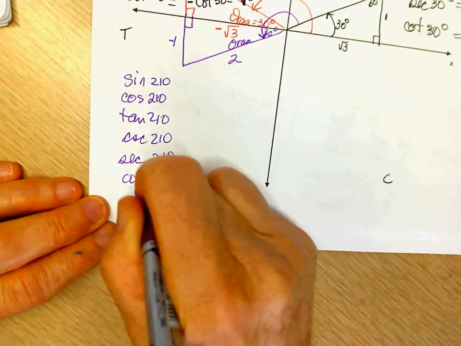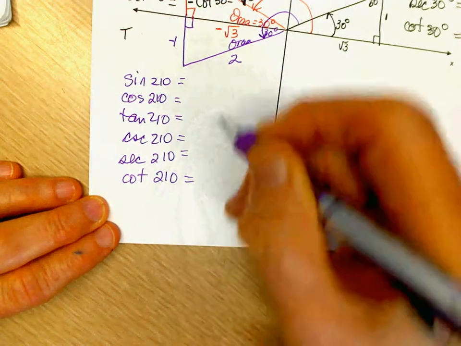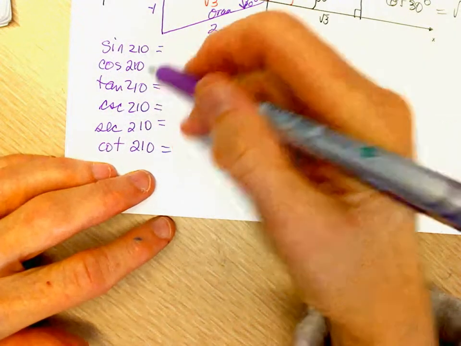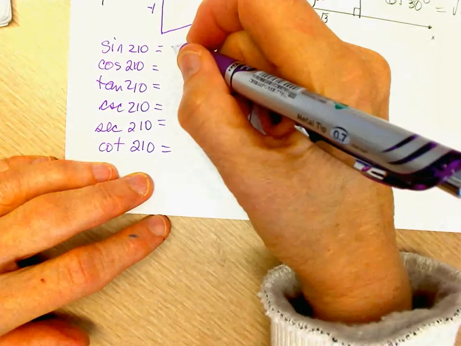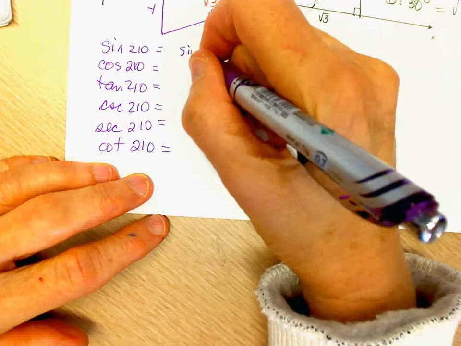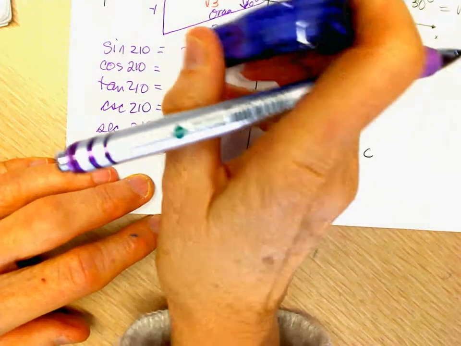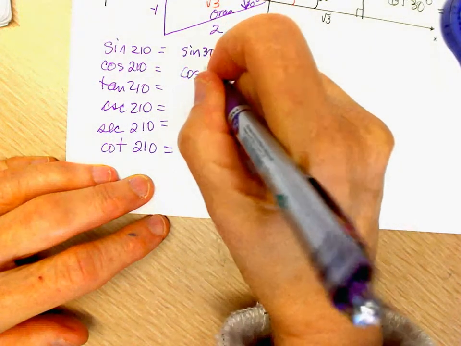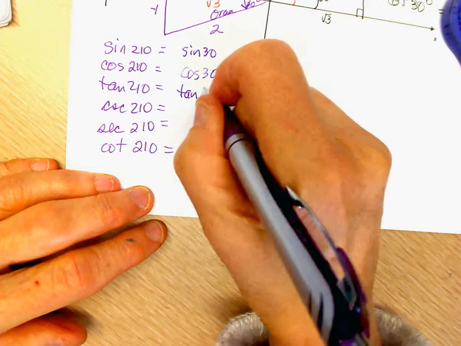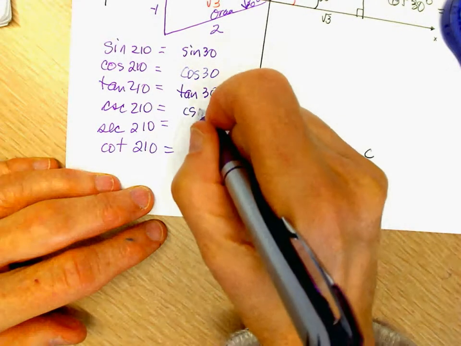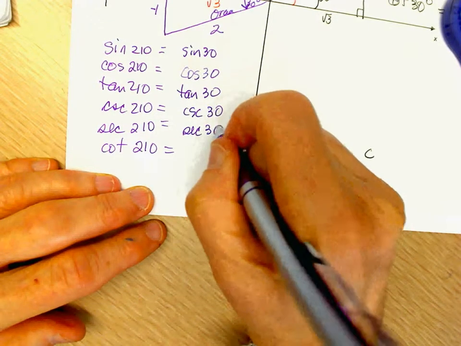Now, you know the related acute angle is 30, right? I don't want to make you write this all the time. So this is going to be sine 30, cos 30. The only thing we have to worry about is the sign. Tan 30, cosecant 30, secant 30, and cot 30, right?